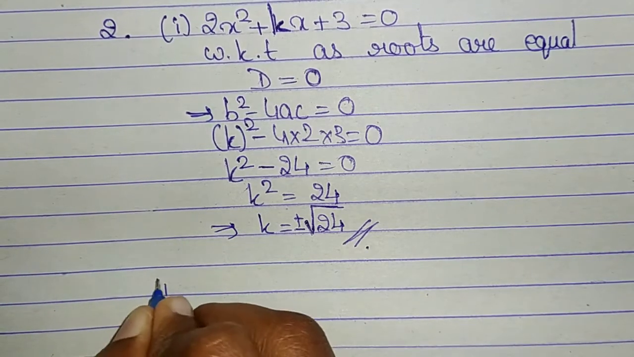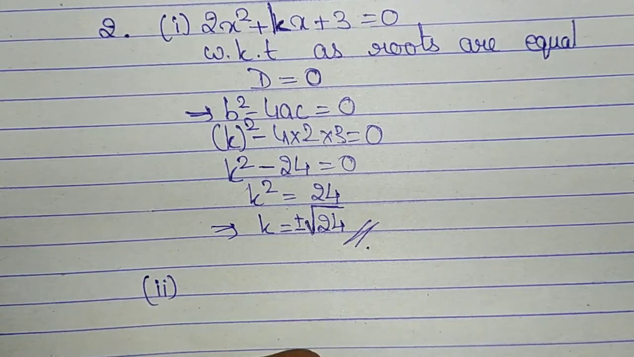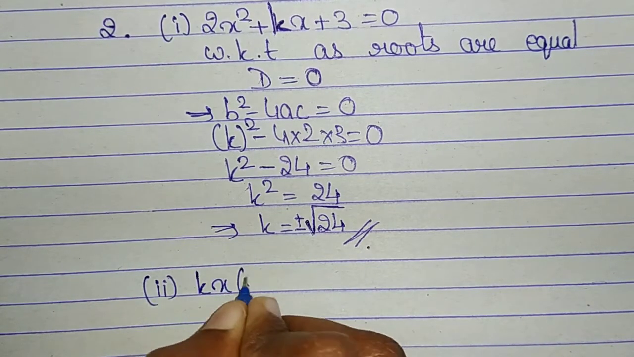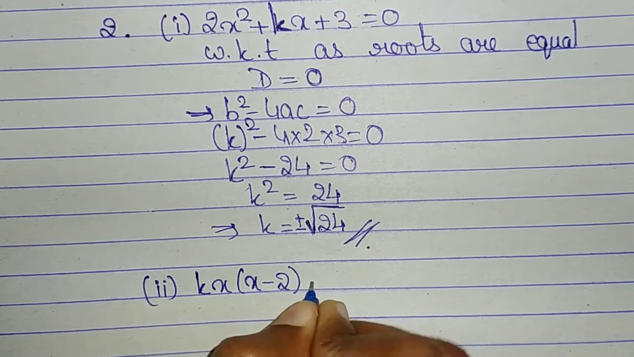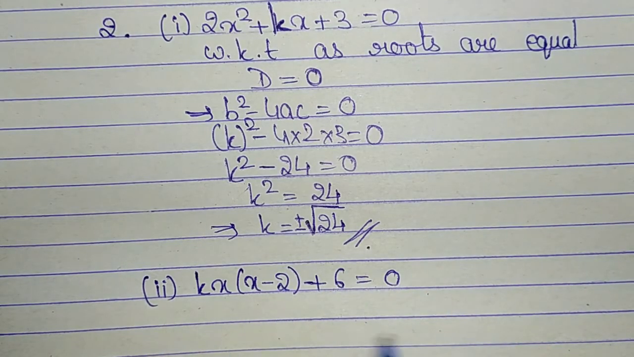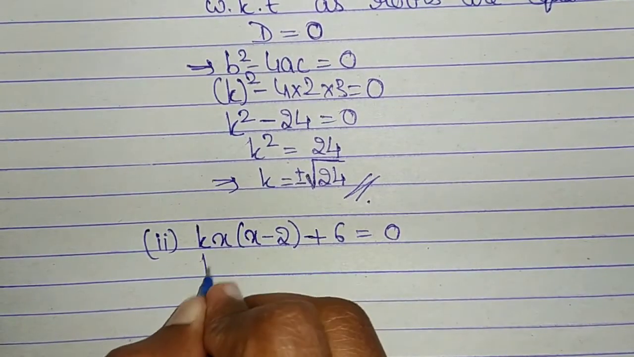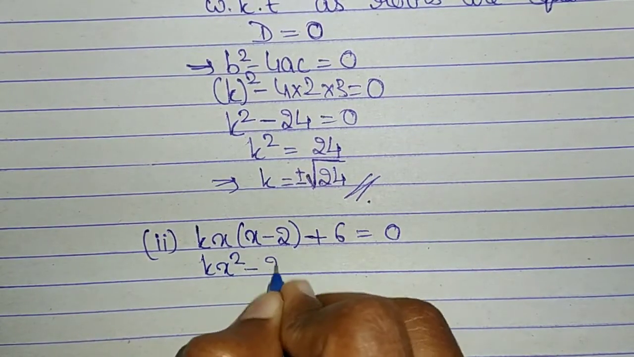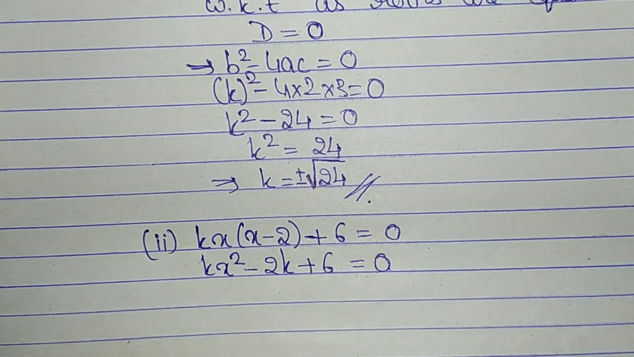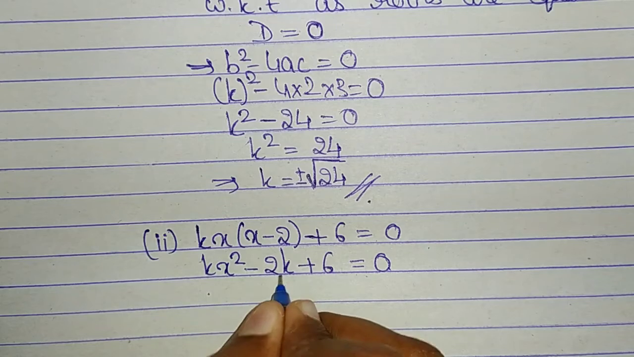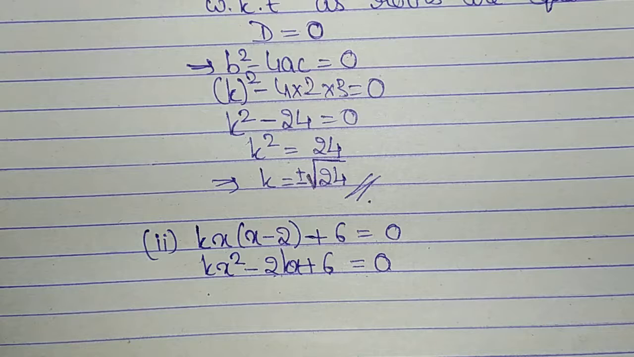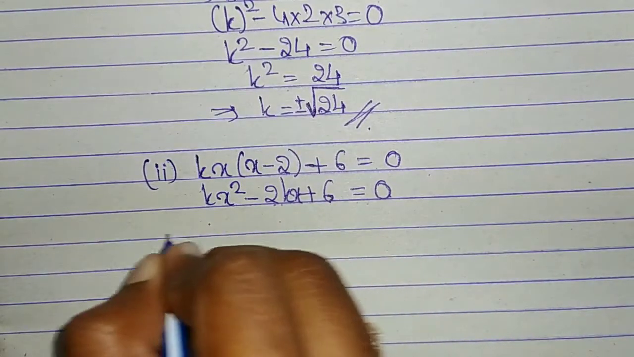Similarly, in the second sub question, once again we have to consider the roots to be equal, and the question is kx into x minus 2 plus 6 is equal to 0. First let us convert this into our quadratic equation, that is kx square minus 2kx plus 6 is equal to 0. So now a is equal to k, b is equal to minus 2k and c is equal to 6.